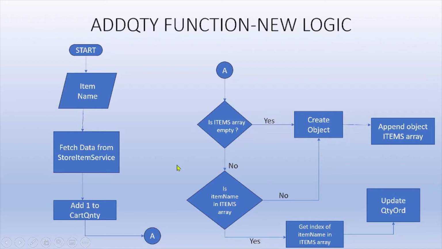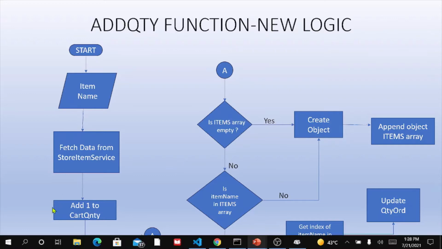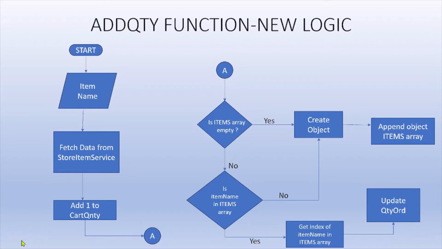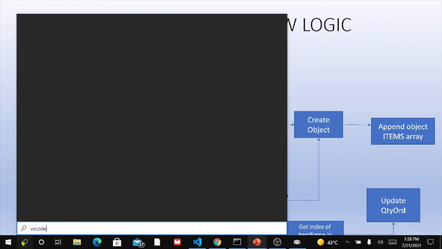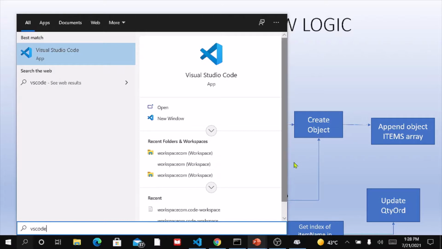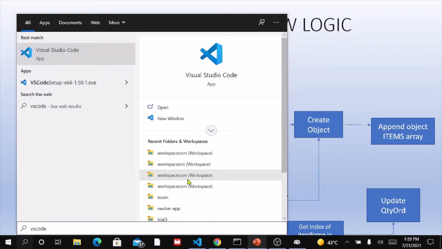To do that, you need to come to your project. You know what to do, right? You can either type in VS Code here, if you're going through Windows, that is. And if your project appears in the recent folders and workspaces, you can click on the folder and that will open up Visual Studio Code along with your project.